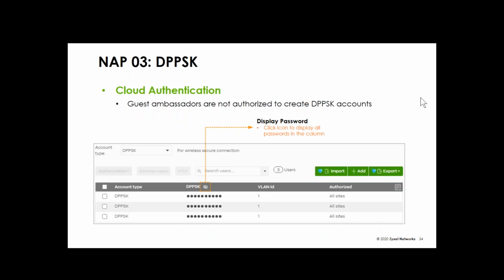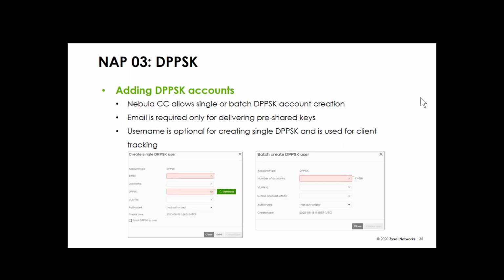This is an example of the DPSK screen and how you can use it under cloud authentication. If you've got that kind of mechanism, you can generate a certain number of dynamic keys on this particular screen, and you can seed the passwords and so on. So basically, when you go and create, you can create single or batch DPSK accounts at the beginning of the account creation screen.